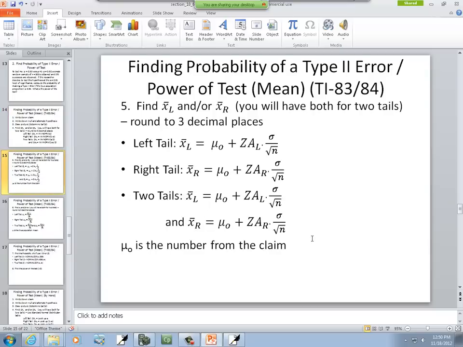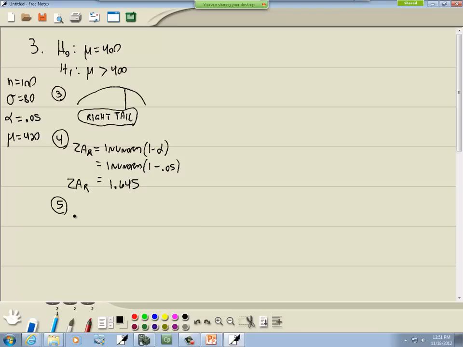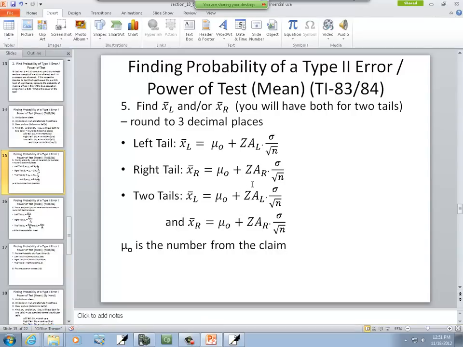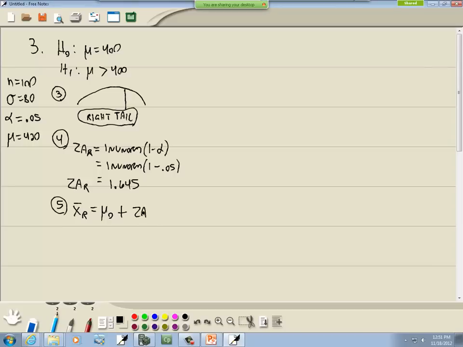Step 5. We're dealing with the right tail, so we're going to find X bar sub R. Say that 5 times real fast. X bar sub R is equal to mu naught plus ZA sub R times sigma divided by the square root of n. So X bar sub R is equal to mu naught, number off of our claim, which is 400. ZA sub R is 1.645 times sigma, which was 80, divided by the square root of n.